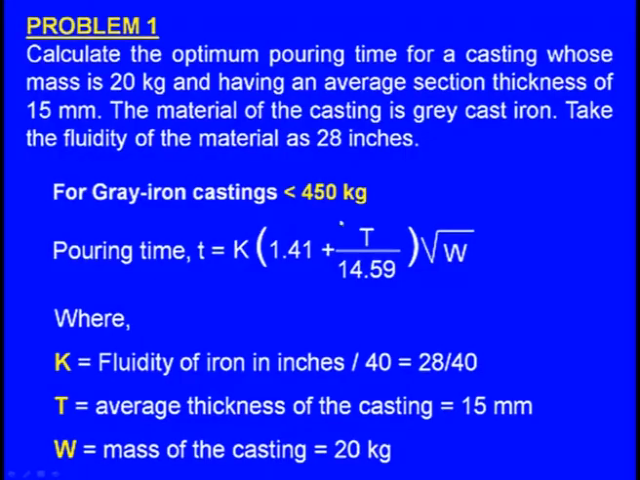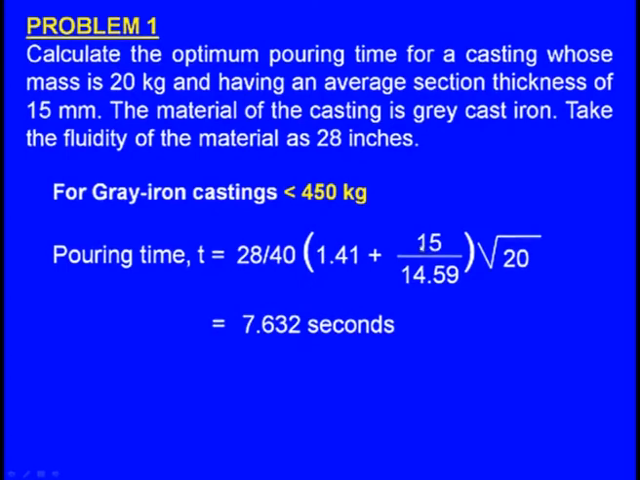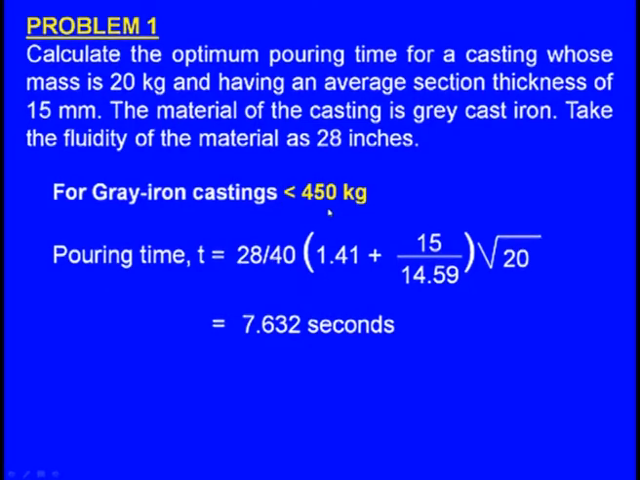Now, let us substitute in the formula. This is the formula for the gray iron castings for less than 450 kilograms. K is equal to 28 by 40, T is 15 mm. You can see here, the thickness is 15 millimeters. W, the mass of the casting, is 20 kgs. We substitute in this formula, and we get pouring time t equal to 7.632 seconds. So, this is the way to calculate the pouring time for gray iron castings when the weight of the casting is less than 450 kilograms.